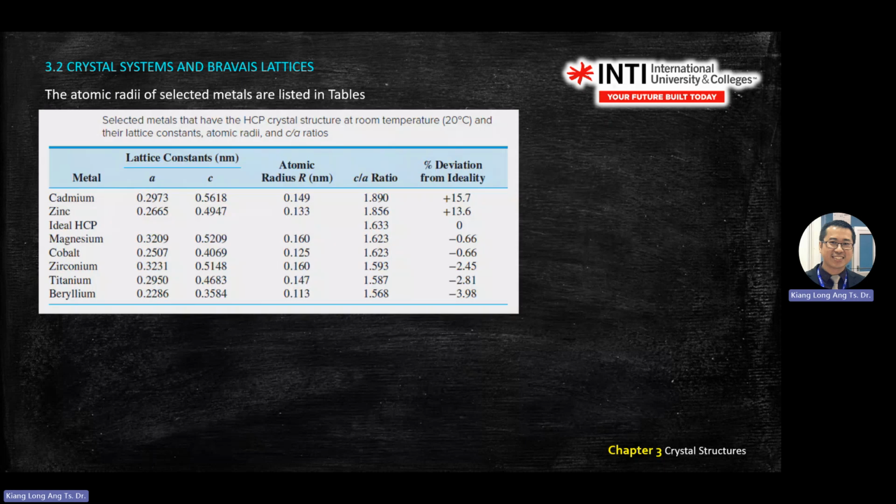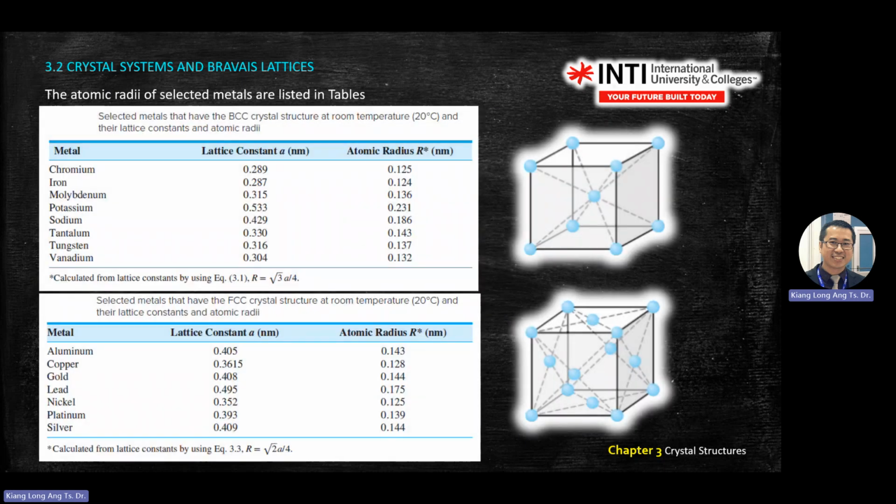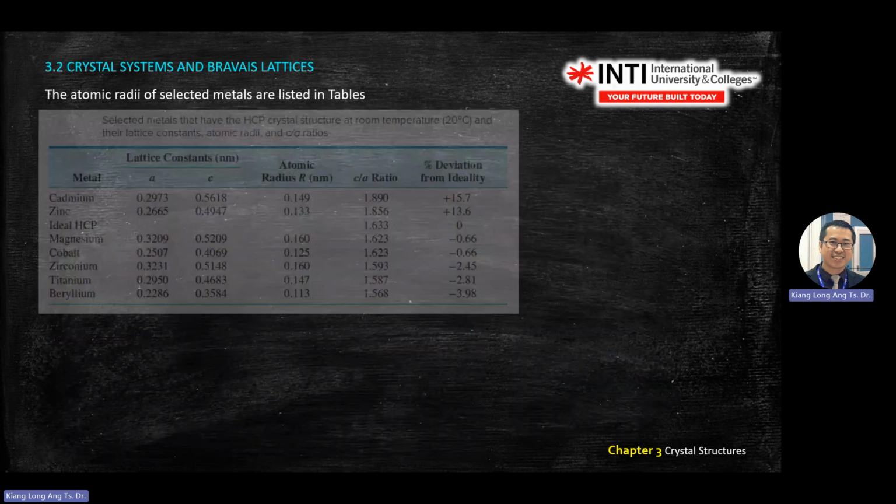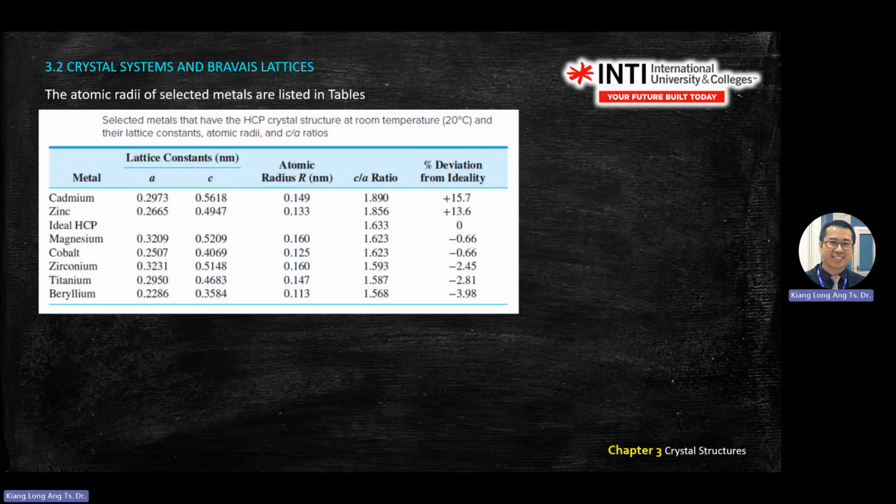For a chapter 3 kind of question, most of the time they will ask you to draw the crystal structure. You need to start with the crystal structure, then do the analysis. This is the HCP, another one. There are only three main things you need to remember: BCC, FCC, and HCP. Again, there are a few members here. Remember 4.